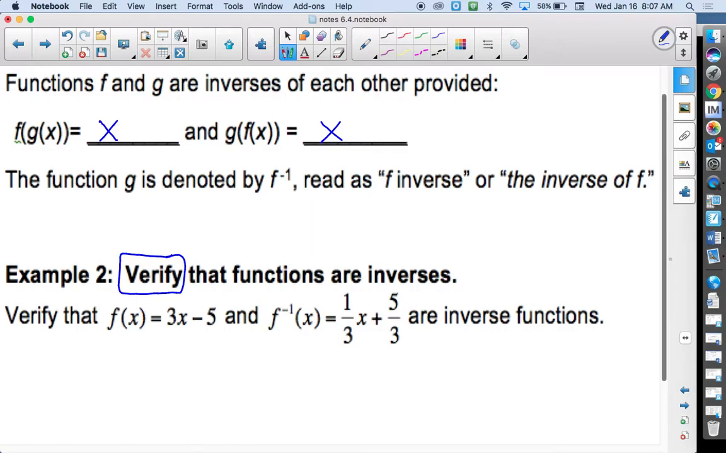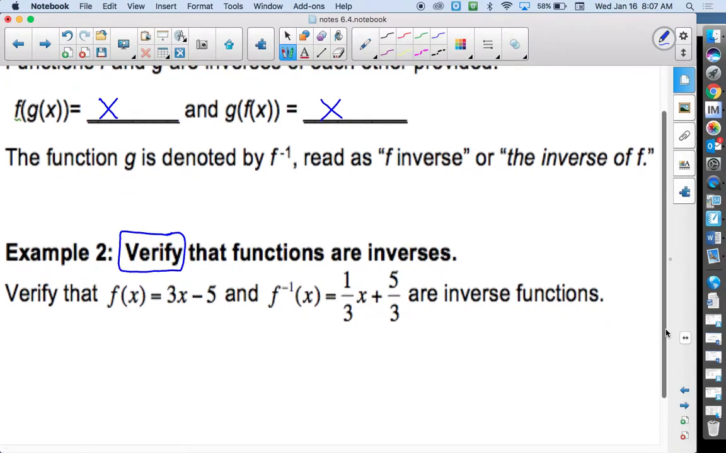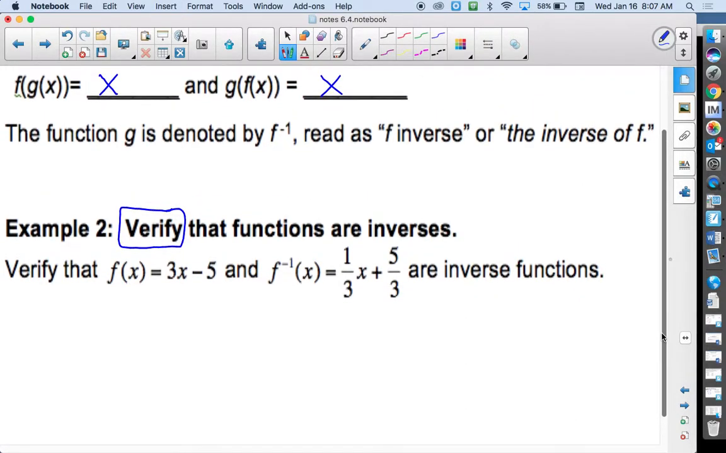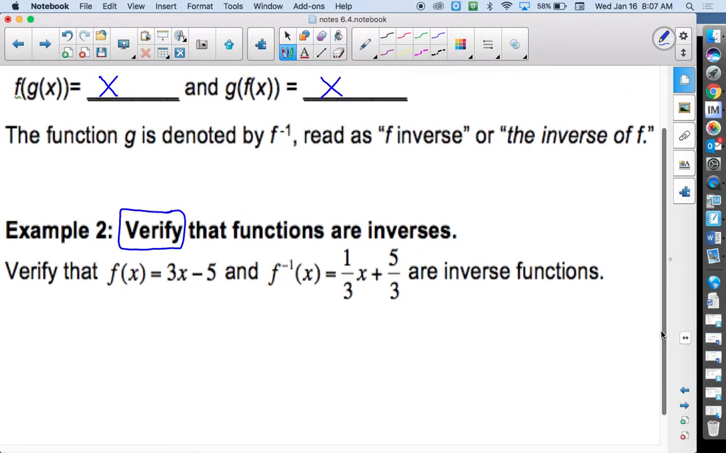But verify is our algebraic way of saying prove. Prove means you need to show that two things are true. And in this case, we're going to show that they are inverse functions. The way we're going to show that is by using that fact above. So we're going to see if we can prove they are inverses by taking f of g of x and checking to see if that equals x, and by using g of f of x and checking to see if that equals x.